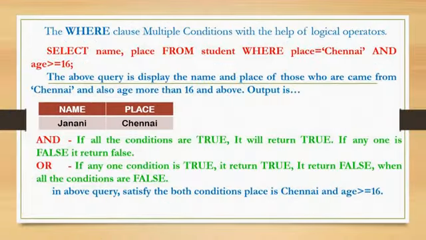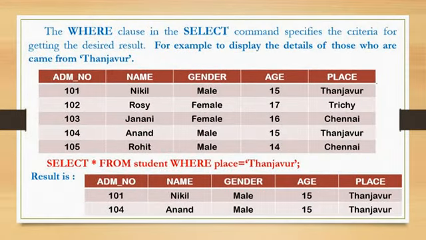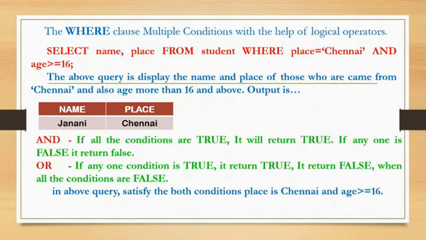There are two conditions: place equal to Chennai and age above 16. See the table here: Chennai and age 16 and above. That's all, it displays the record. Only one: Janani, Chennai. Here is the AND example.